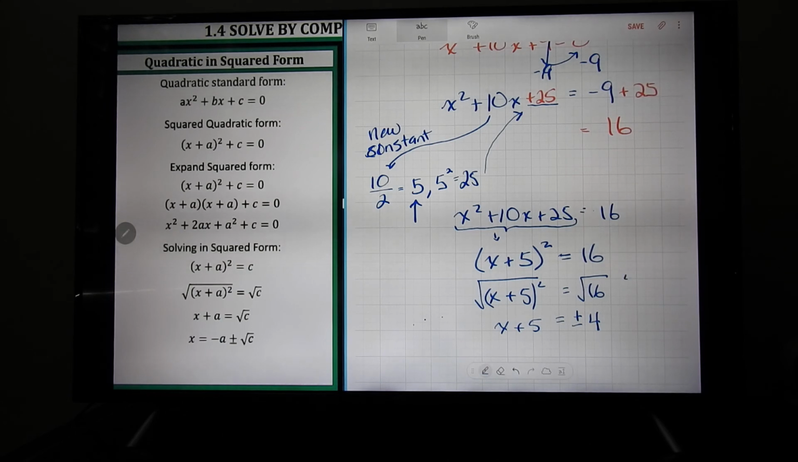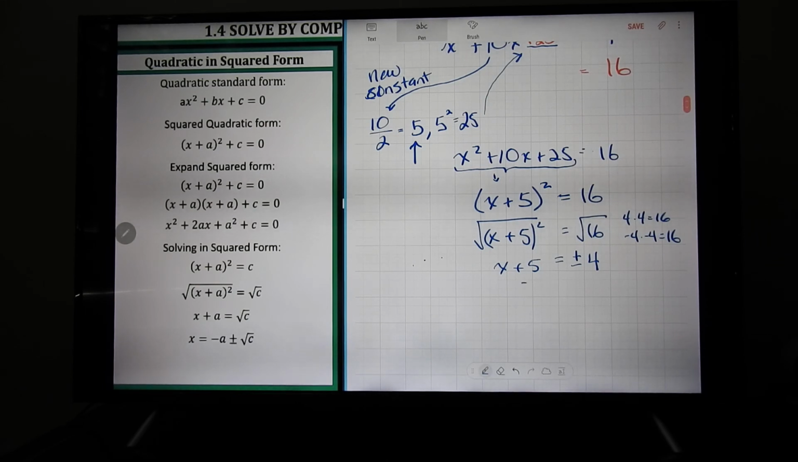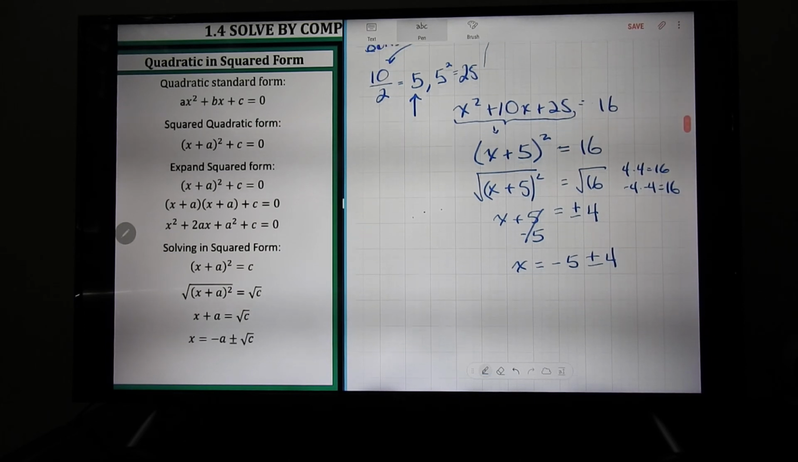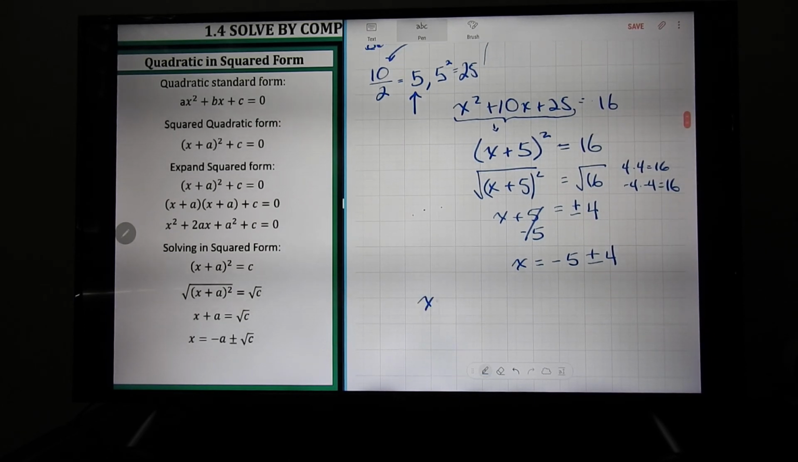That's because 4 times 4 equals 16, and negative 4 times negative 4 equals 16. Now we just finish our algebra here: the negative 5 changes to a 0 on this side, and on the other side we get negative 5 plus or minus 4. That gives us two answers. We get x equals negative 5 plus 4, and x equals negative 5 minus 4. This is a negative 1, and this is a negative 9.